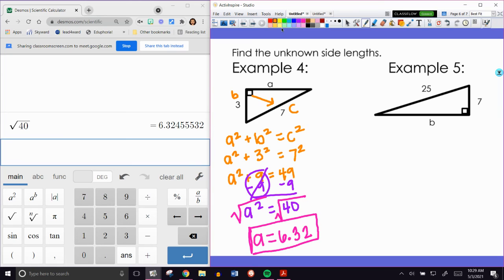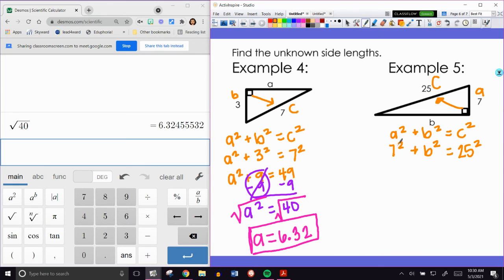Okay, so now we're going to do example 5. So again, I'm going to draw that arrow from my right angle, and I need to remember that's going to point to my C. It tells me that I'm looking for B, so that means 7 will be my A. So A squared plus B squared equals C squared. A is 7. B, I don't know what it is, so I'm going to leave B squared there. And C squared is going to be 25 squared.